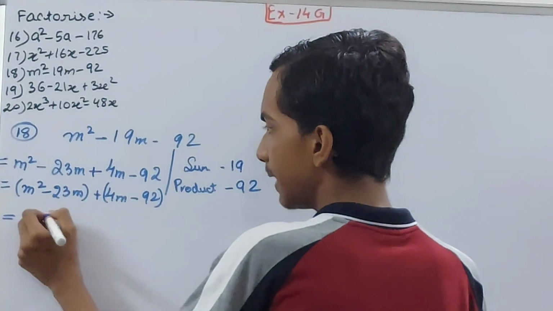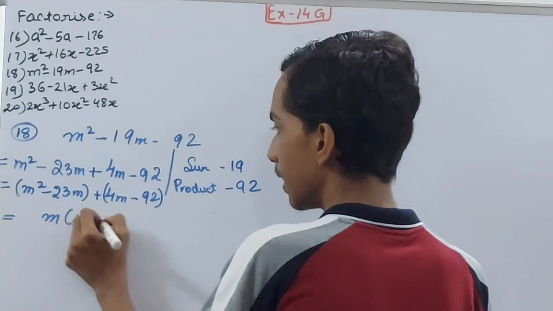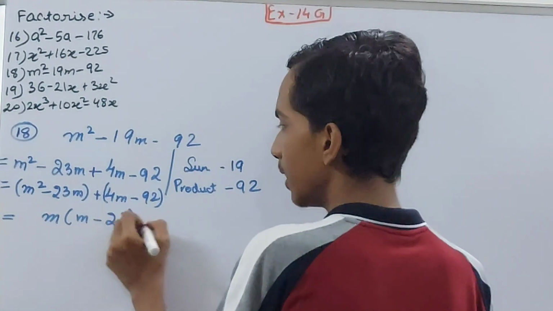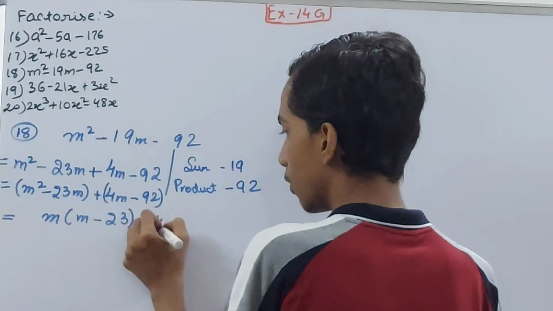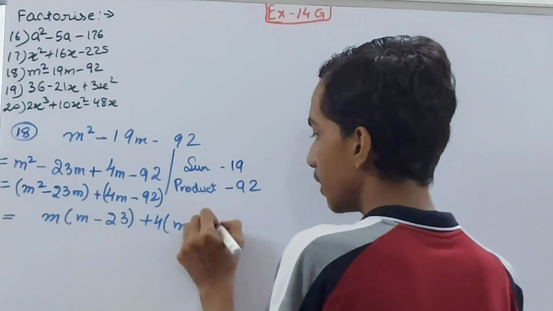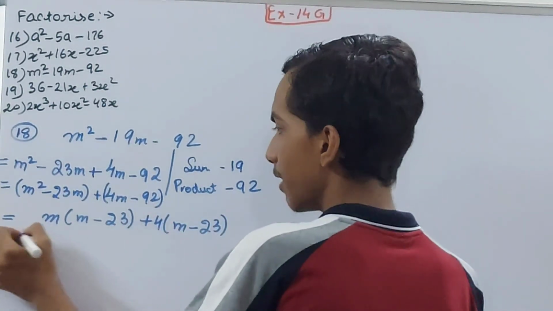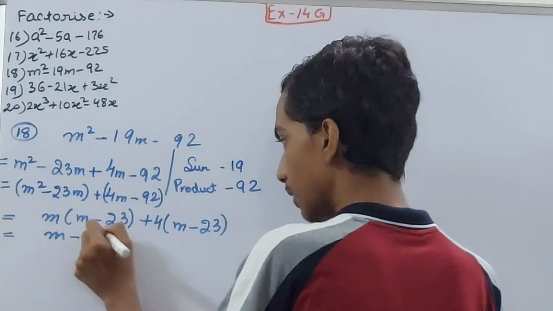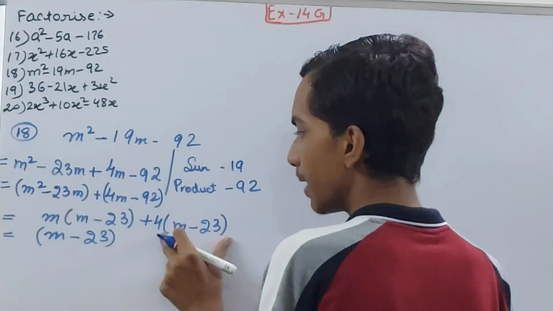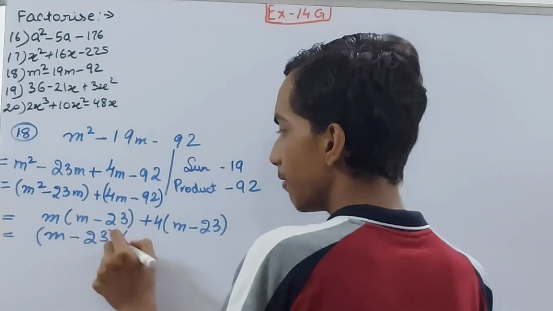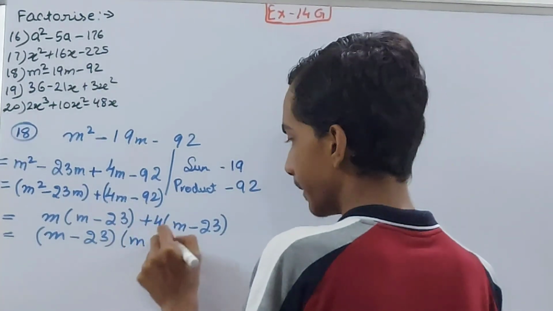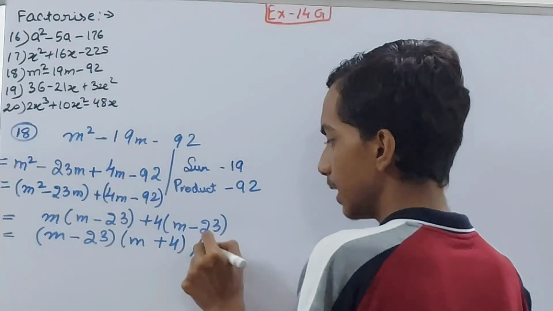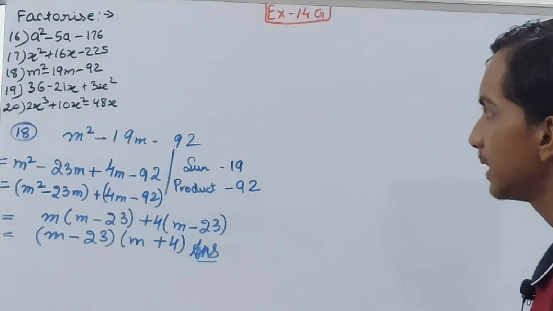Now you can take the common here. From here you can take m minus 23 common. From here you can take 4 common. So you will have m minus 23 here also. So in one group you can take m minus 23, common from both the groups, m minus 23 will come here. Here you will be left with m and here plus 4, right? That is the final answer. Clear? Now let's see the next one.